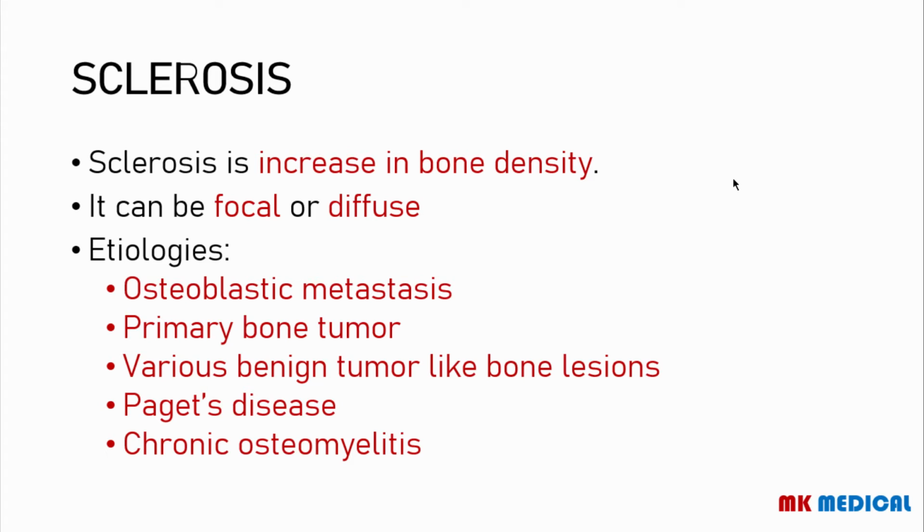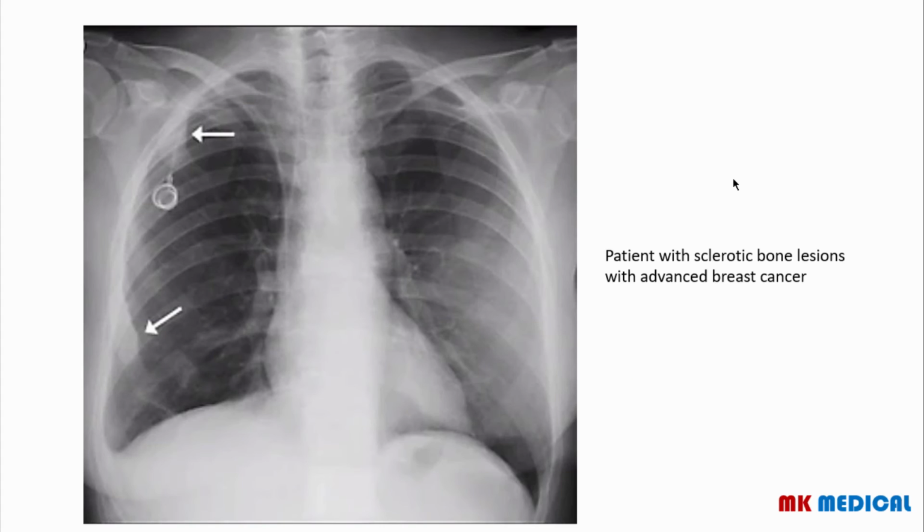Then we'll move on to sclerosis. This is obviously thickening or increase in the bone density. So it may be focal, it may be diffuse. Some things that may cause sclerosis include osteoblastic metastasis. You could have some primary bone tumors. You could have various benign lesions like benign tumors like bone lesions. You could have Paget's disease of the bones, obviously, and you could also have chronic osteomyelitis.